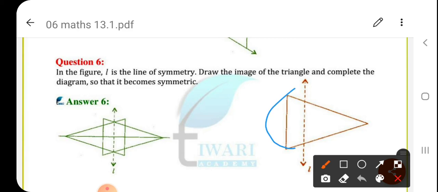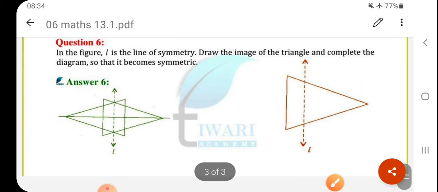So this is a part that is on the left side of the line. The same part should be on the right side of the symmetrical line. So it will be like that. Okay, and this part that is on the right side of the figure should be on the left side. So this way you draw the triangle. That's why it becomes symmetrical.